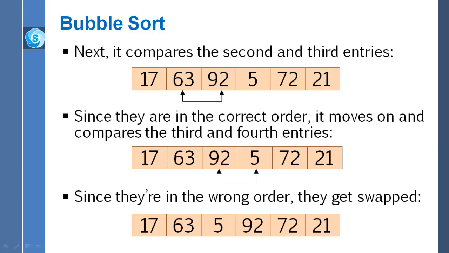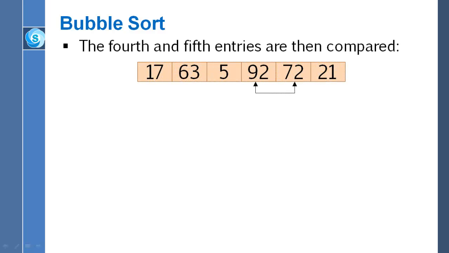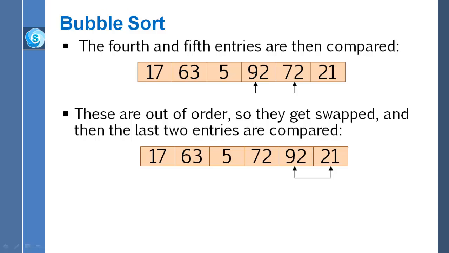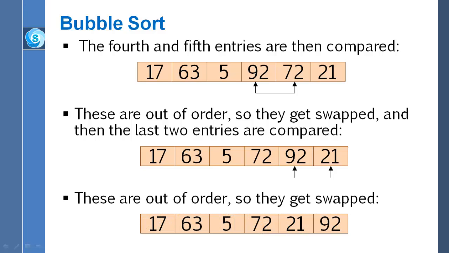At this point, we're looking at 17, 63, 5, 92, 72, 21. But we continue. Go on to the fourth and fifth entries. That is 92 compared to 72. They are in the wrong order, so once again we swap. And then go on to the fifth and the sixth entries, the last two entries. Since they are not in the correct order either, we've got one more swap here. So there it is.